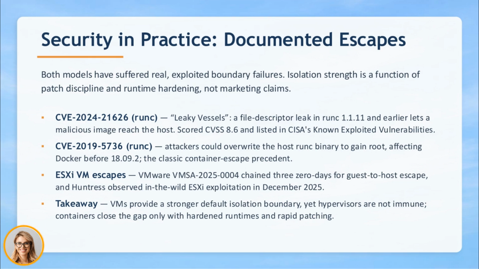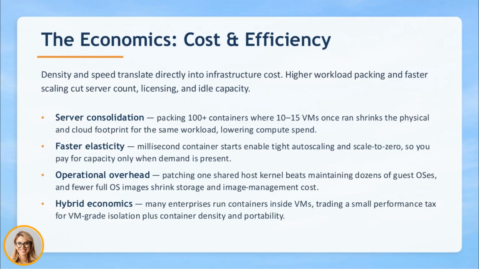The density and speed advantages of containers directly translate into significant infrastructure cost savings. Higher workload packing and faster scaling reduce server count, licensing, and idle capacity. Server consolidation allows packing over 100 containers where only 10 to 15 VMs once ran, shrinking physical and cloud footprints.